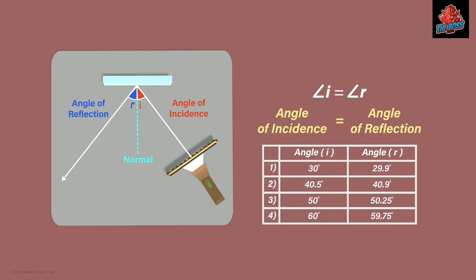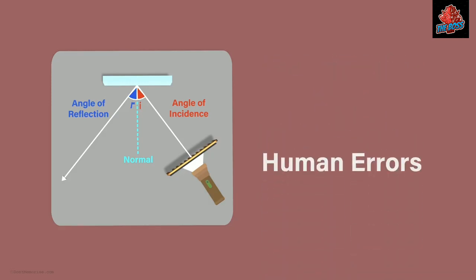The first law tells us that angle of incidence is equal to angle of reflection and not approximately equal. Why am I using the word approximately? Well, there are chances of errors that may come about during measurements of things. We can refer to them as human errors.